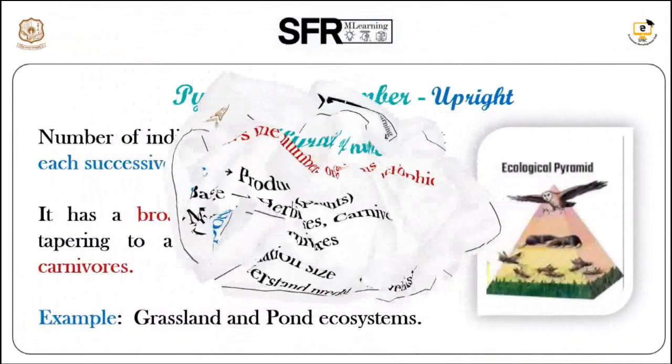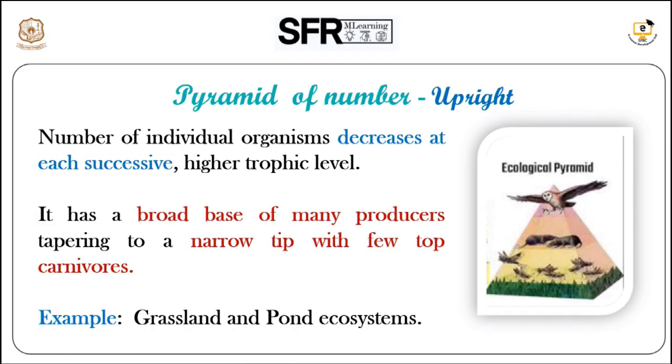The next one is, among the pyramid of number also, you can find various shapes of pyramids. The first one is the upright pyramid. In the upright pyramid, always you can see a broader base, and the apex will be short. The number of individuals decreases in each successive trophic level. It has a broad base with many producers, and a tapering tip that is occupied by the top carnivores. This kind of upright pyramid of number you can notice in grassland ecosystem as well as pond ecosystem.